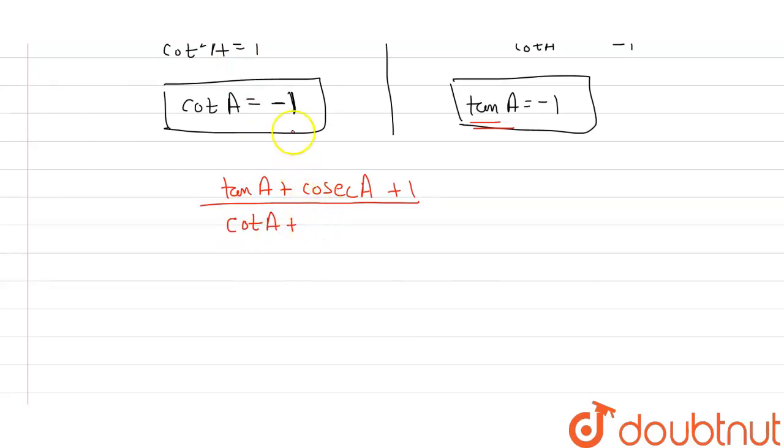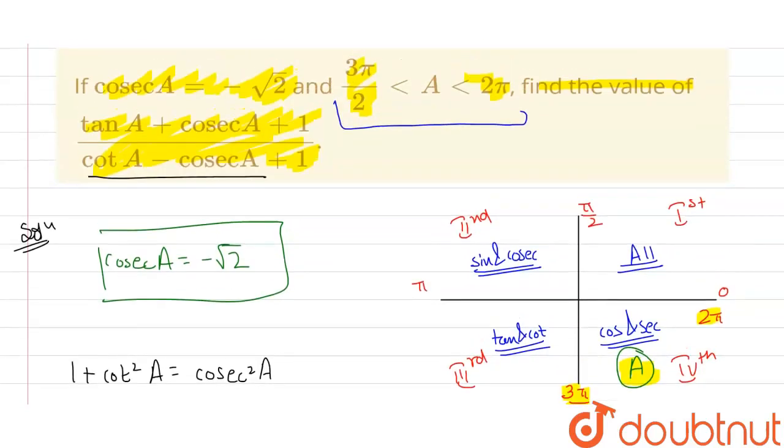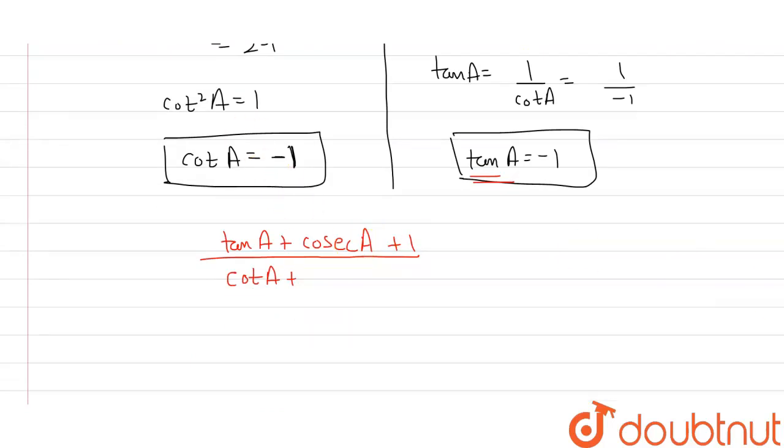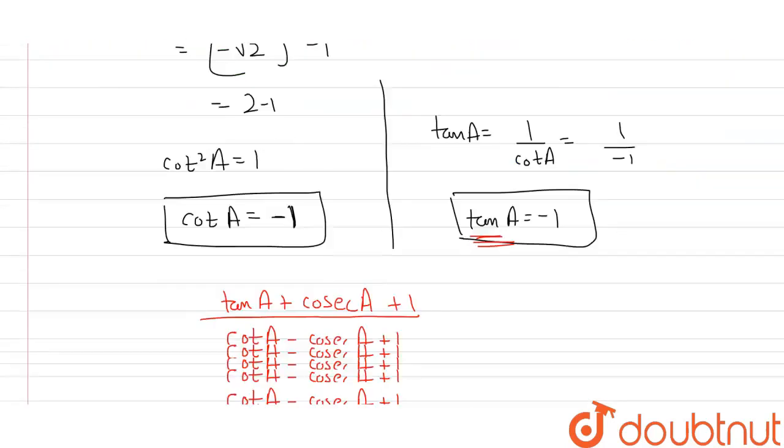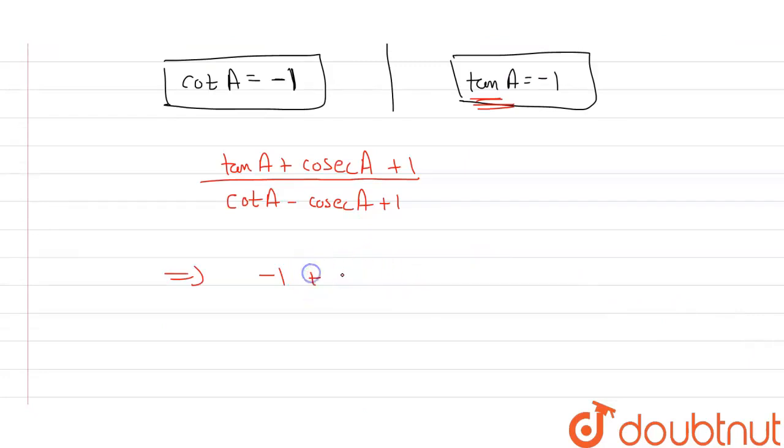Sorry, if I go check the question, in the denominator part there is a minus sign after cot A. So this is minus cosec A and plus 1. So from this, the tan A value is minus 1. Cosec A, if I go to the top, is minus root 2. So this will be minus 1 plus minus root 2 plus 1.